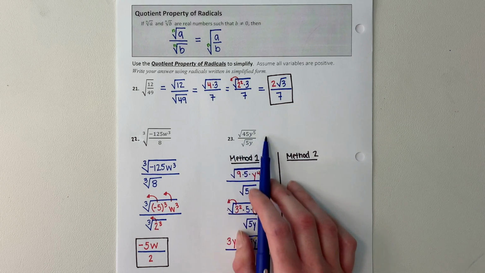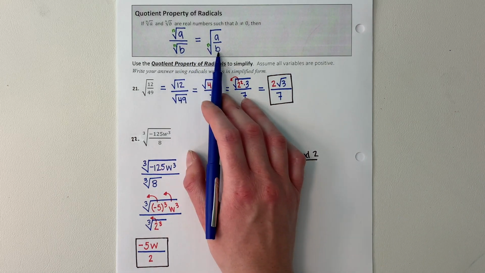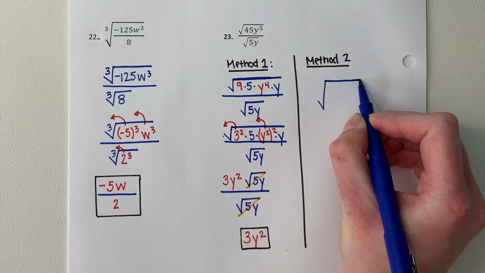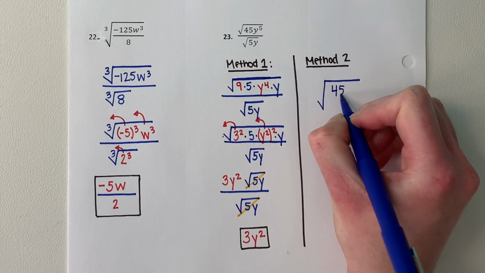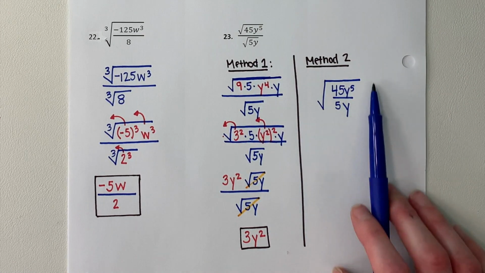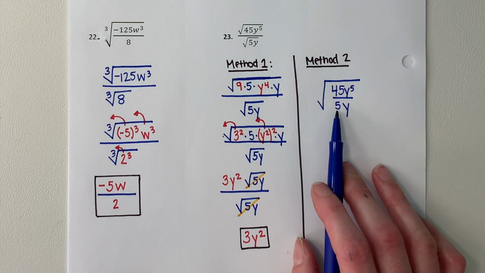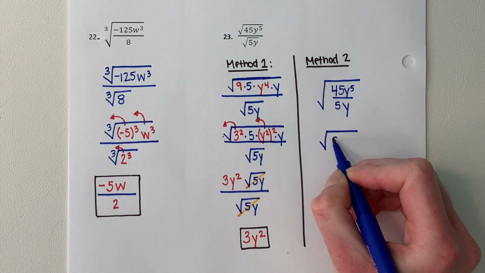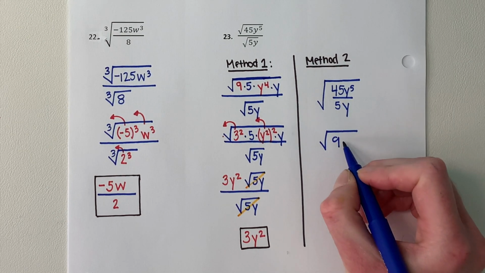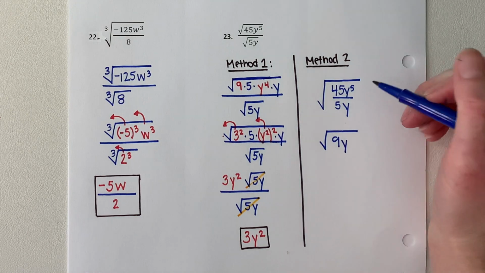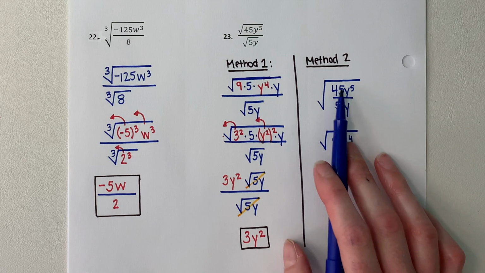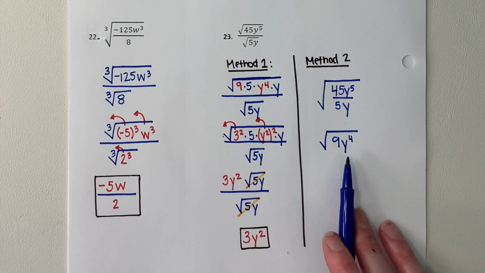For this problem, an alternative approach would be to use this quotient property of radicals and to combine this division underneath one square root. So we're going to draw a square root, and then underneath the square root, we'll write 45y to the fifth divided by 5y. The reason this is helpful for this particular problem is because 45 divided by 5 gives us a nice whole number, 9. And remember, when you divide two quantities with the same base, you keep the base and subtract the exponents. So 5 minus 1 will give us 4. So by combining this division underneath one radical, we were able to simplify this problem quite a bit.